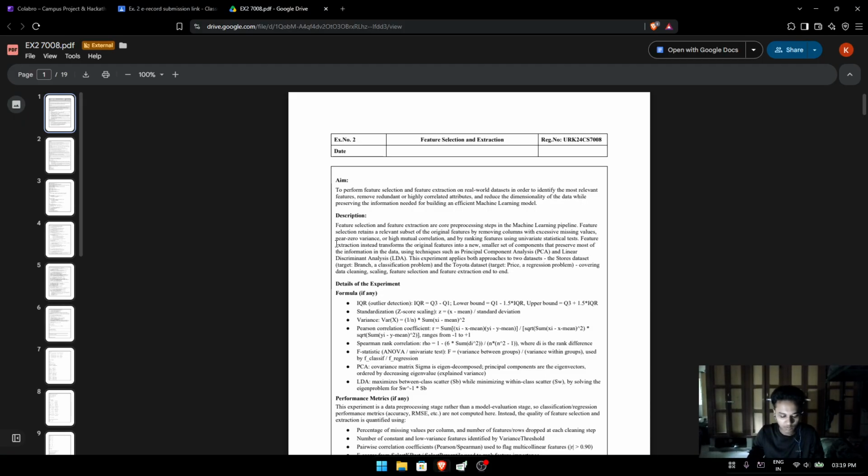In this experiment, we are performing feature selection and feature extraction on two datasets. We first clean and pre-process the data by handling missing values, and scaling the features.